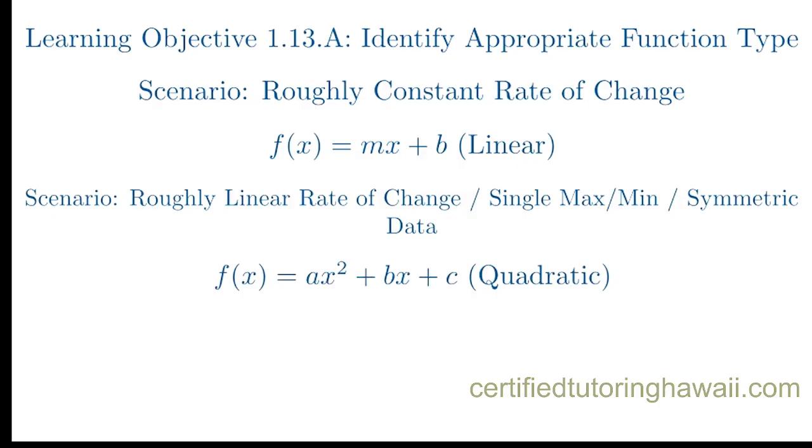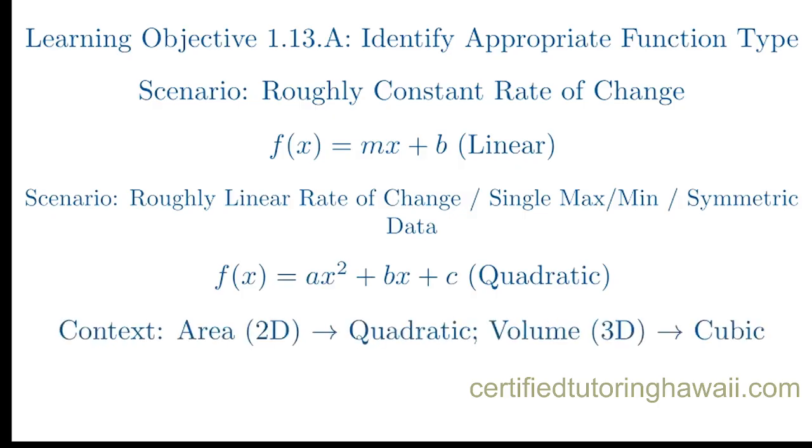Third, we can look at the physical context. Area calculations often involve two dimensions, which typically leads to quadratic functions. Volume calculations, being three-dimensional, are often represented by cubic functions. Consider the area of a square. If the side length is s, the area is s squared. This is a quadratic function. If we talk about the volume of a cube, the volume is s cubed, a cubic function.